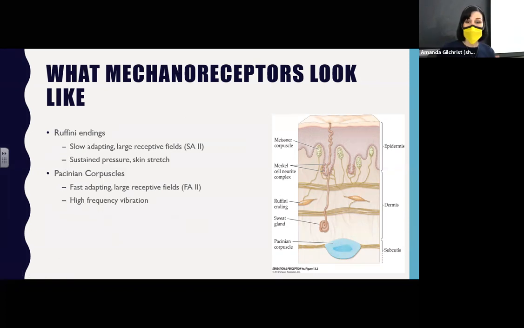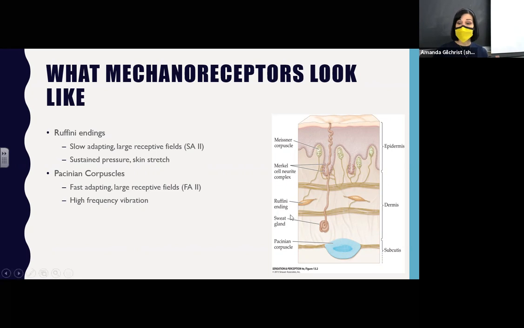Okay. So our Ruffini endings are right here. Whereas our Merkel discs and our Meissner corpuscles are largely embedded in the epidermis, the Ruffini endings are largely going to be in the dermis. And also, here's a sweat gland. Our Ruffini endings are slow adapting, and they have large receptive fields. The fact that they're large means that we're going to characterize it as a type 2, so it's SA2. Ruffini endings are largely looking for constancy. They respond best to sustained pressure and constant skin stretch.